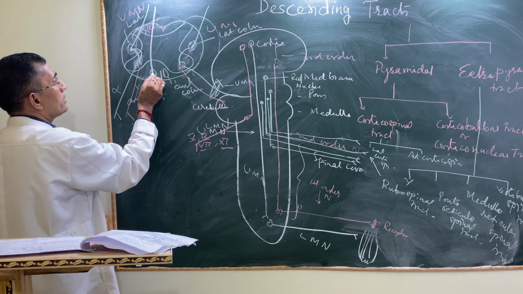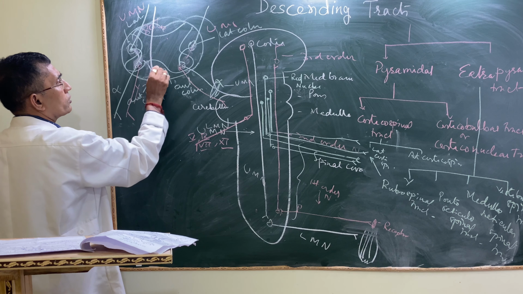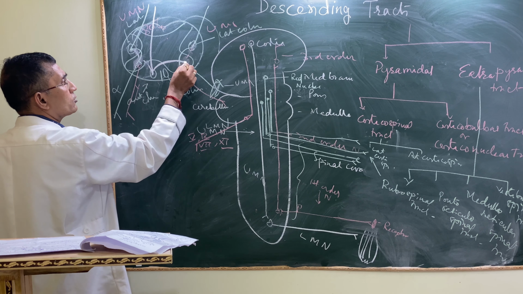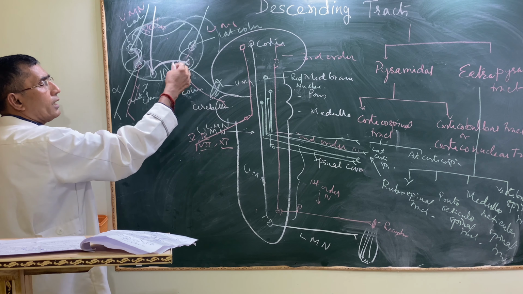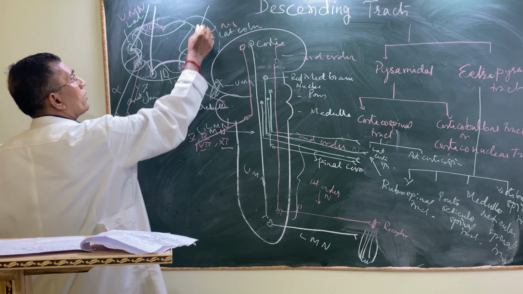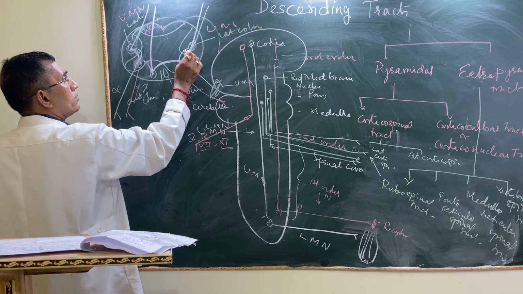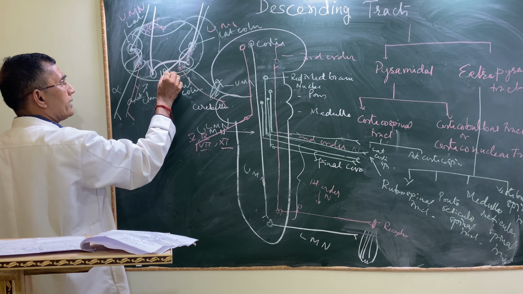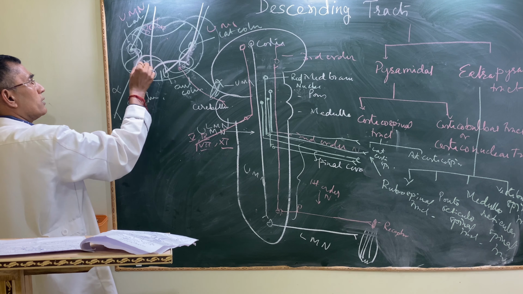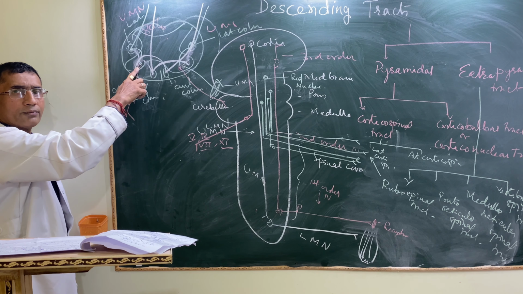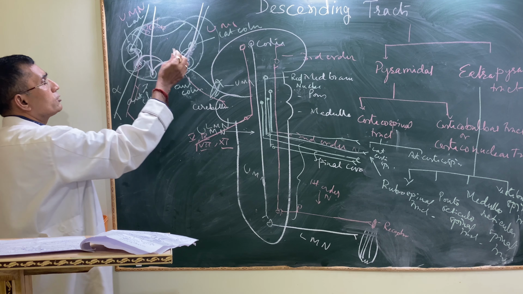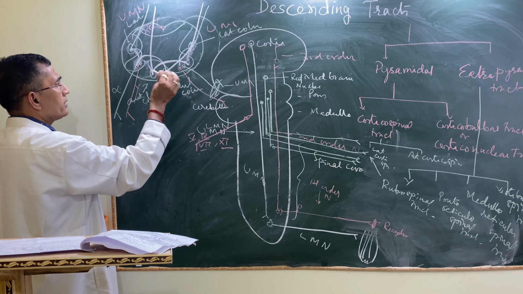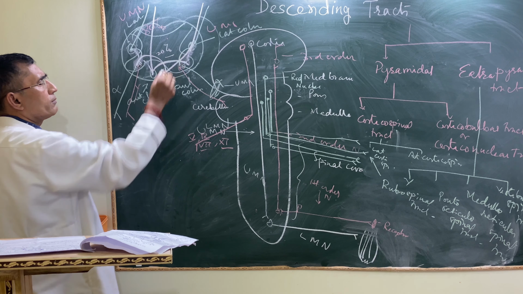And anterior corticospinal tract, after entering here, it is crossed and terminated in the other side of the ventral horn. From here also it is coming to the anterior column, and then it is crossed and controlling the activity of the ventral horn of the spinal cord. This is 20% fibers. The anterior corticospinal tract is actually 20% of total fibers.